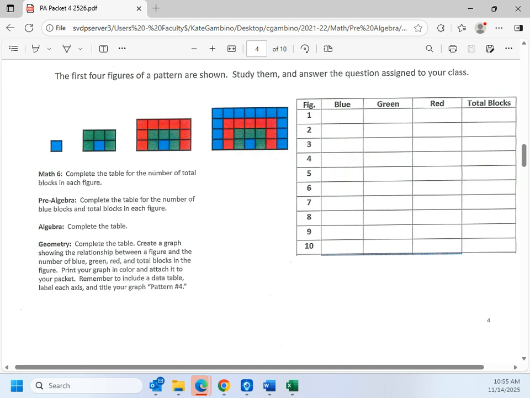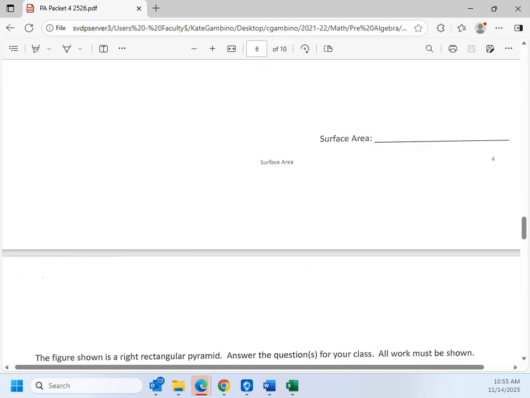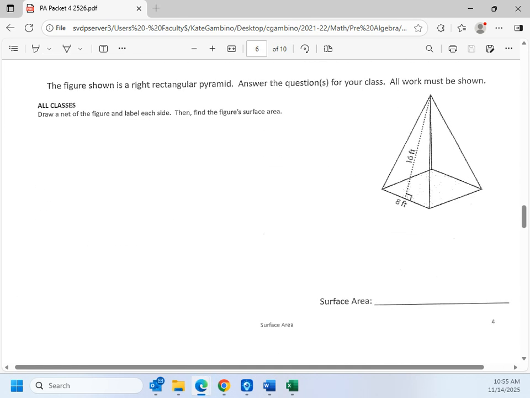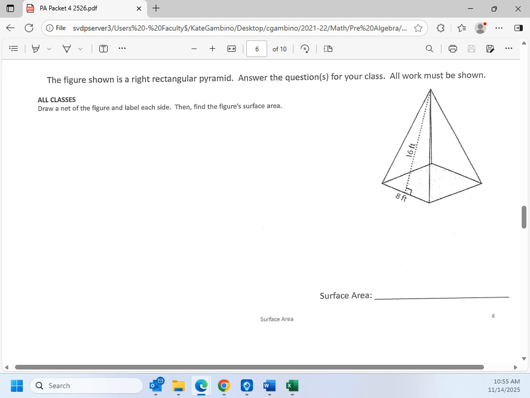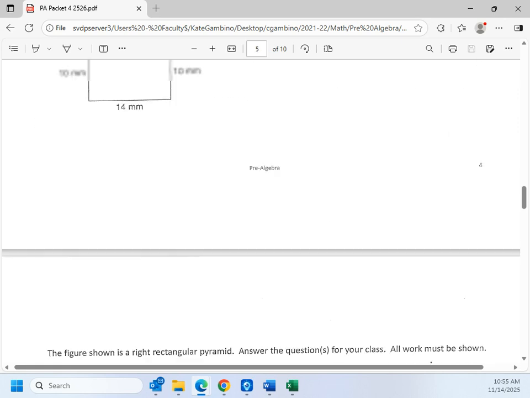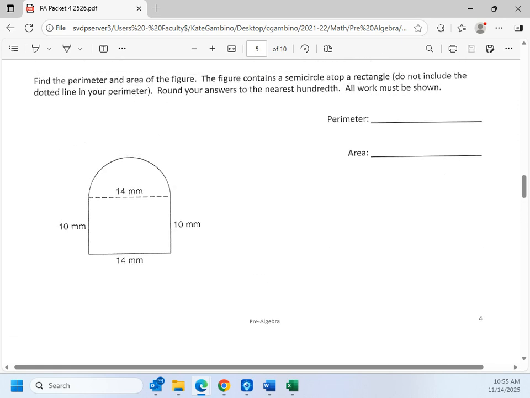All right, next page. Ooh, our next page. Did I skip a page? I did. We have our perimeter and area. Oh boy, this one got complicated fast. What complicated this one? Elliot? The round part. Yeah, we have a rounded part. What kind of shape would that be? A circle. Yeah, but it's only a half circle.